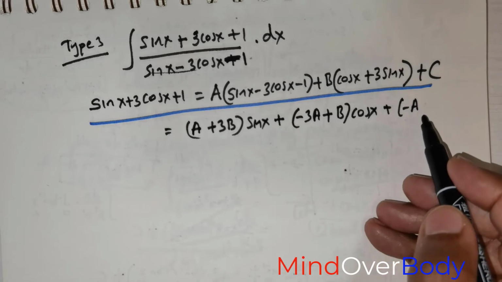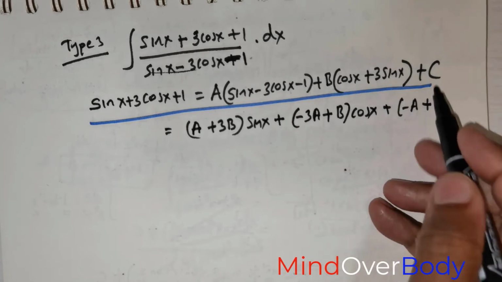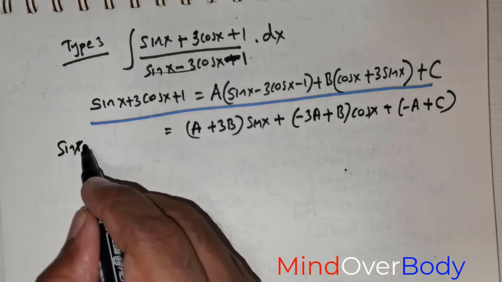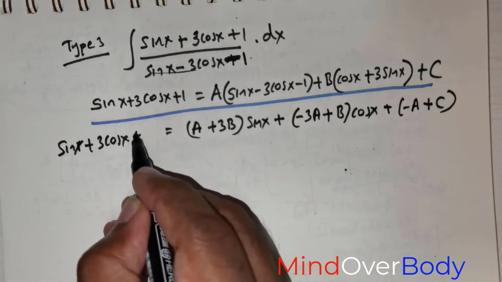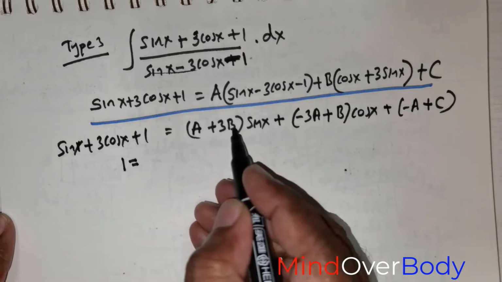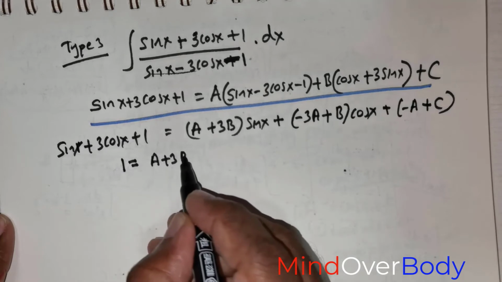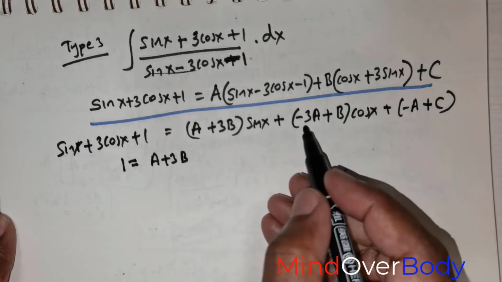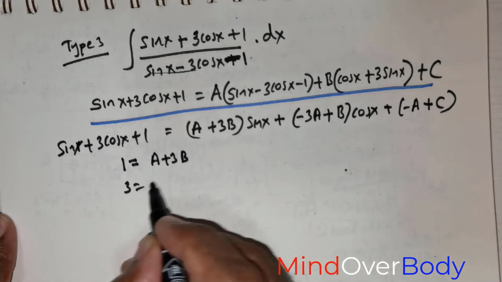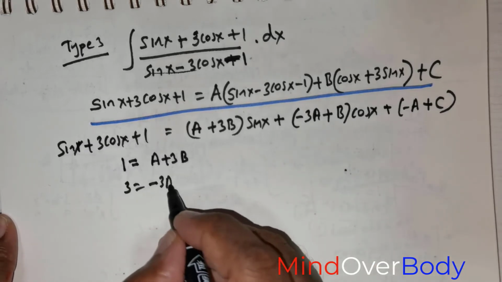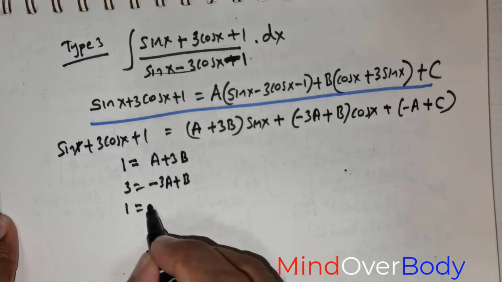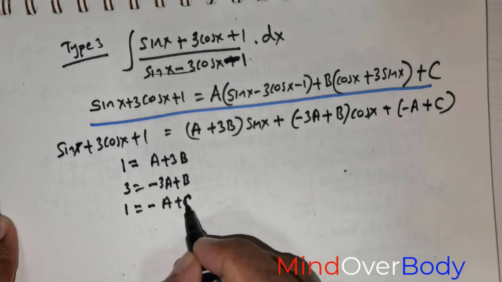There is no constant term for b, so that has to be followed with c. Now on the left hand side we got sin x positive 3 times cos x, positive 1. So equating the coefficient of sin x, on the left side you get 1, on the right side you get a positive 3b. That's one equation. Equating the coefficient of cos x, you get 3 here, and on this side you get negative 3a positive b. Equating the constant term, you get 1 is equal to negative a positive c.